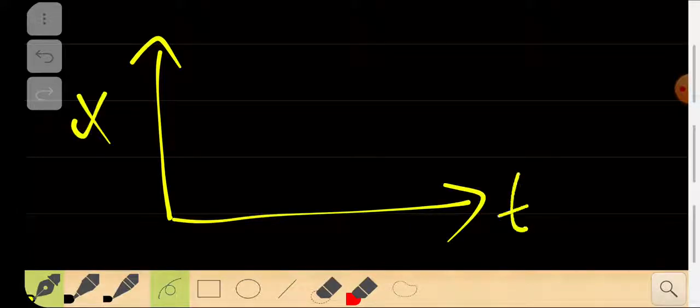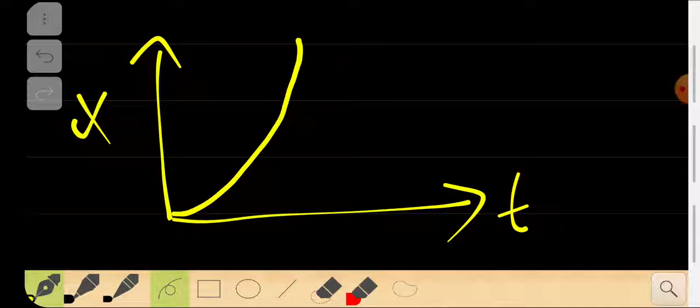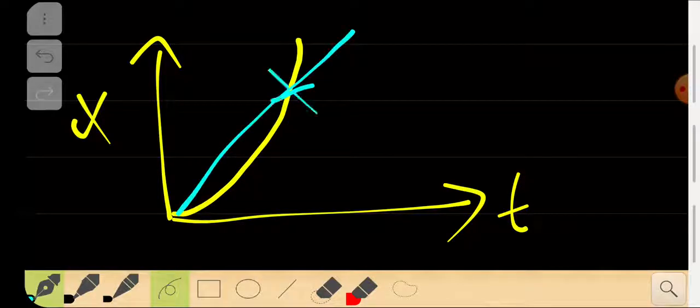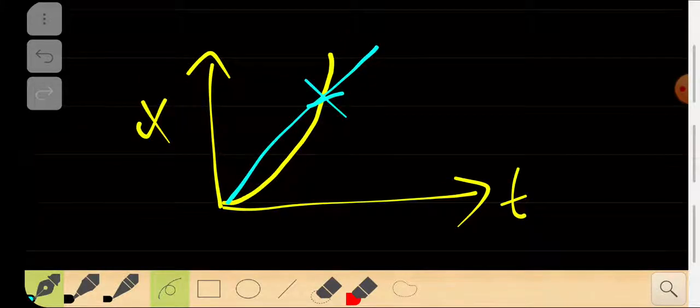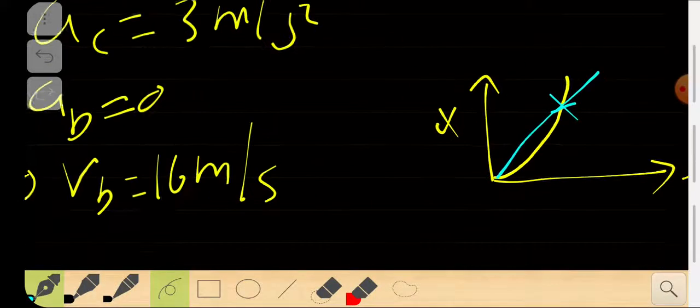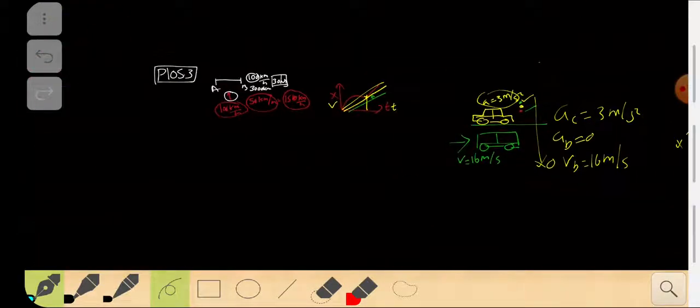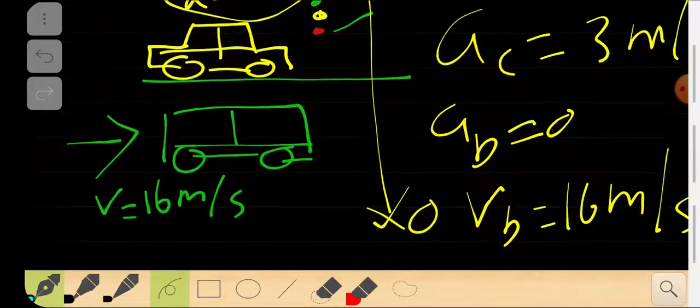you'll see that the car will be accelerating, so the displacement curve will be a steeper one. But the bus is not accelerating, which means the plot will be a straight line. So at some point these two lines will meet. At that point the car is going to overtake the bus, right? So that's the significance of that point.